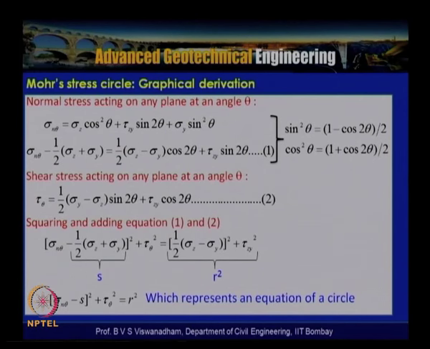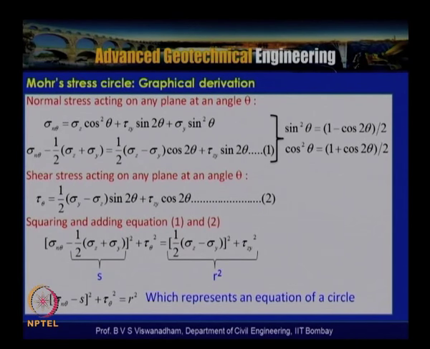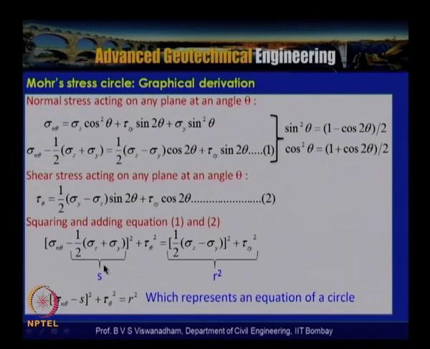The shear stress acting on any plane at an angle theta is given by tau theta is equal to half (sigma y minus sigma x) sin 2 theta plus tau xy cos 2 theta. Squaring and adding the equations, this is one form of deriving what we already deduced. The equation reduces to the form of the equation of a circle, where (sigma n theta minus s) whole square plus tau theta square is equal to r square. This represents the equation of a circle, where r square is the radius term.